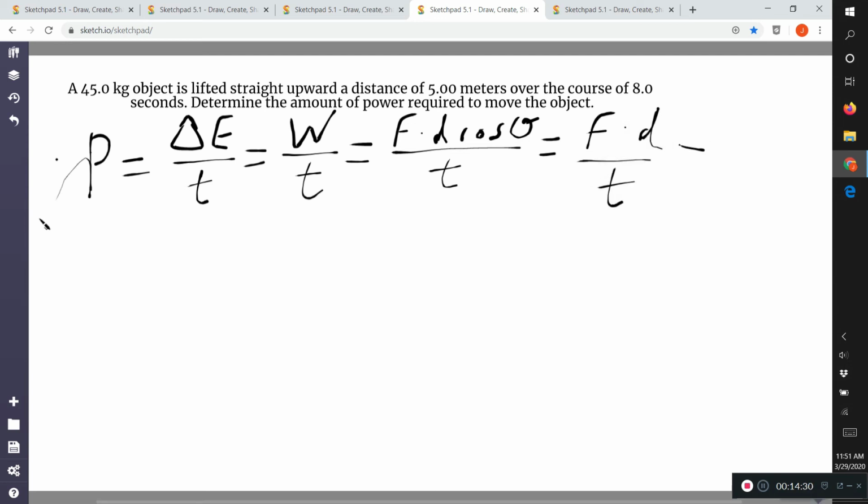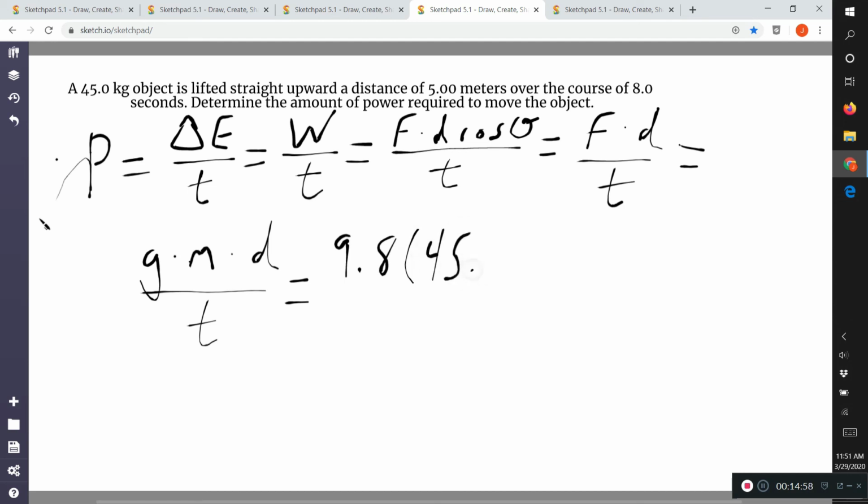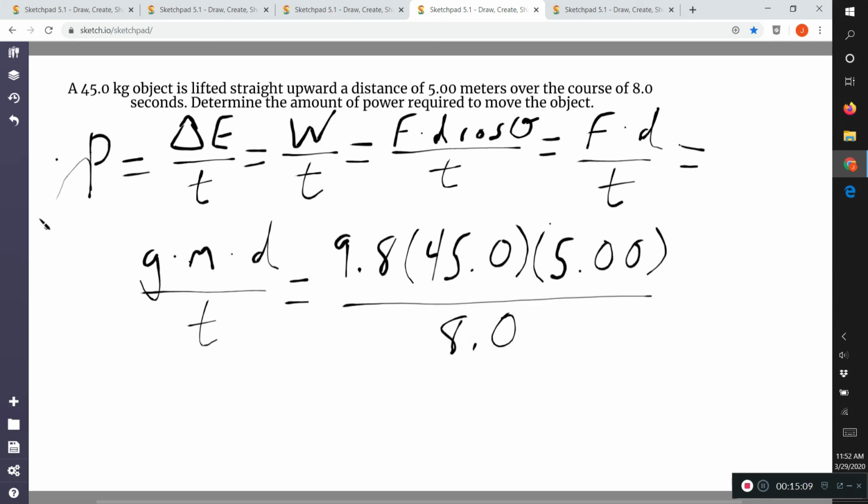Finally, we need to calculate force. And the force, as I said before, is the force due to gravity. So we can take gravity times mass times distance divided by time. Now we're in a setup where we know all the values. Gravity is 9.8 meters per second squared on Earth typically. The mass of the object is 45.0 kilograms. The distance it's being moved is 5.00 meters, and it's doing that over the course of 8.0 seconds.